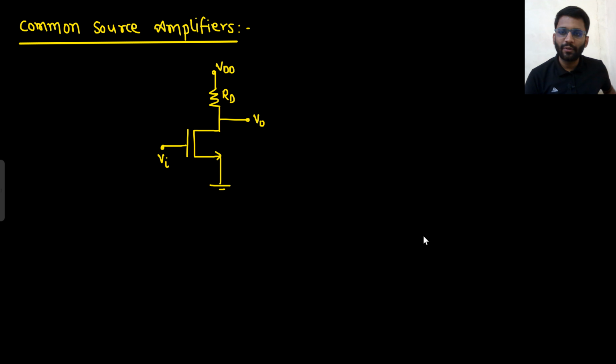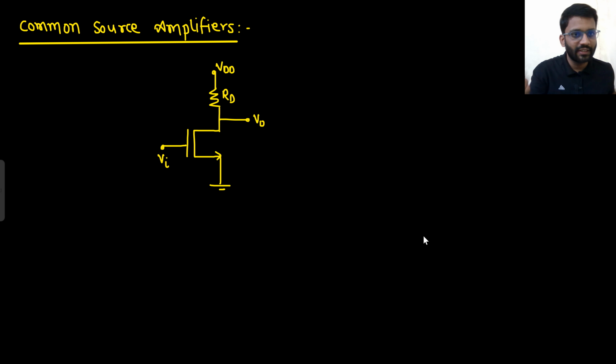Hi everyone, so now we are going to study common source amplifier. Previously we have seen in which region we have to bias the MOSFET to make it work as an amplifier. That is saturation region. Now we will assume the biasing is such that it is working in saturation region only. When there is a particular question given in front of you, you will not have to find whether it is working in saturation region or not.